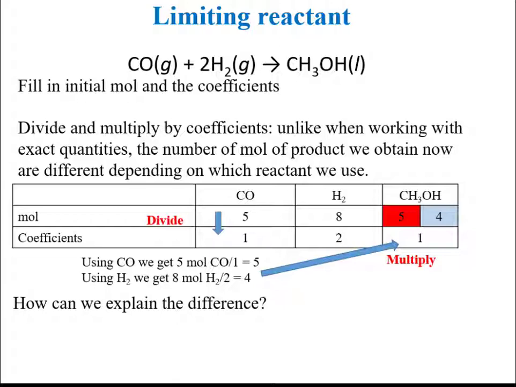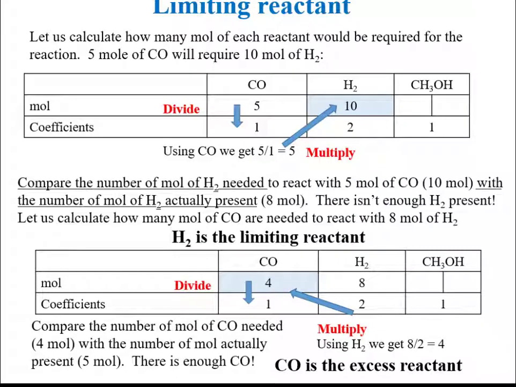quantities provided, in this case, we notice that if we use the 5 moles of CO, we are going to obtain 5 moles of CH3OH as a product, but if we use the 8 moles of H2, divide by 2 times 1, we obtain 4 moles of CH3OH. We can explain this difference by understanding that these quantities are not exact, and one is a limiting reactant. So which one is the limiting reactant?